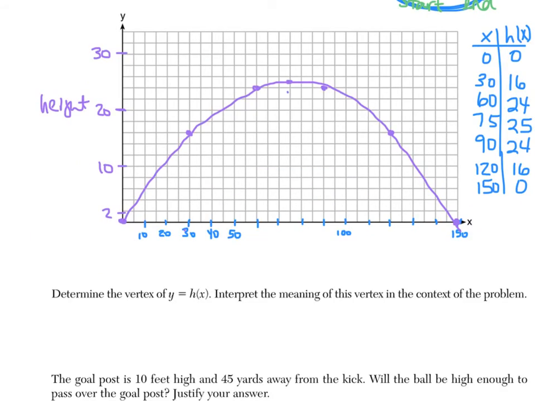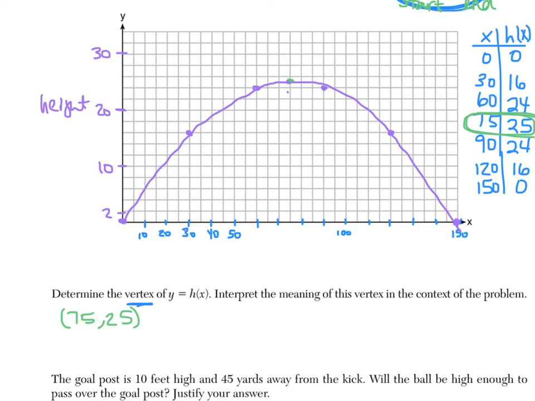Okay, so that was the first part, making the graph. The second part says determine the vertex of y equals h of x and interpret the meaning of this vertex in the context of the problem. Well, we've kind of already talked about the vertex, or the turning point, is the value that's in the middle of your table, the one that doesn't have a repeat friend. And so it's also the highest point, so it's the 75, 25. So 75, 25 is the vertex.